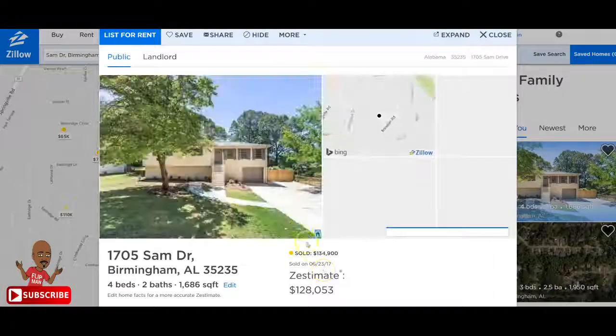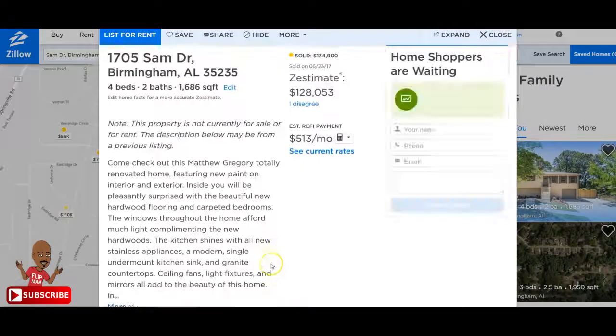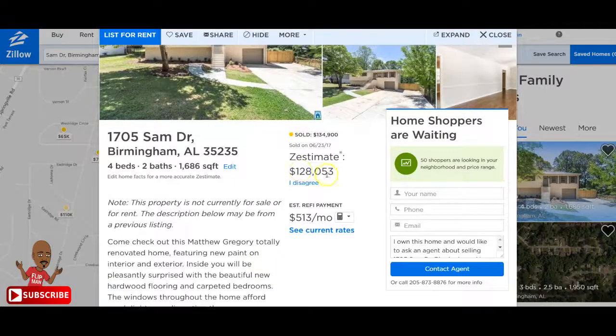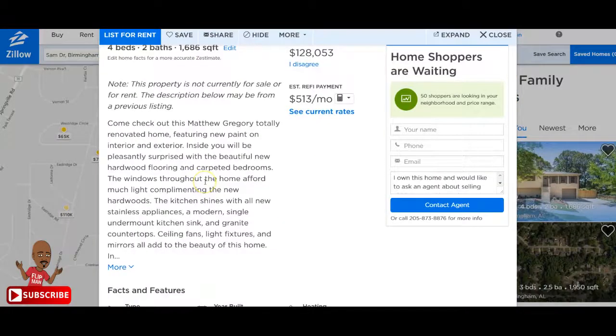If I tap on that, Zillow pulls it up, and you see it's a 4-bedroom, 2-bath, 1,686 square feet. I'm sorry, I said 128. It sold for 134.9 is what it actually sold for.